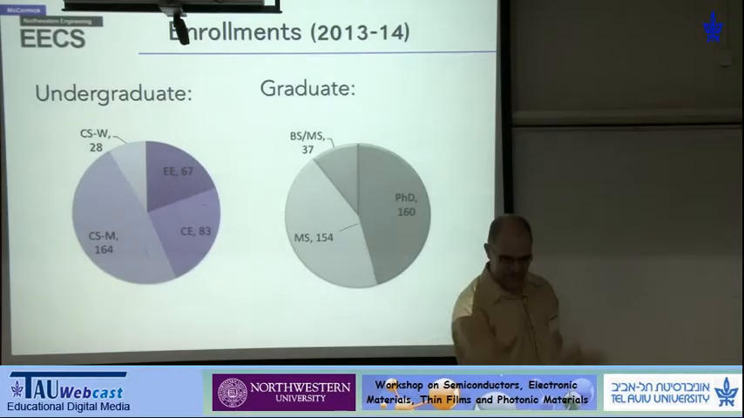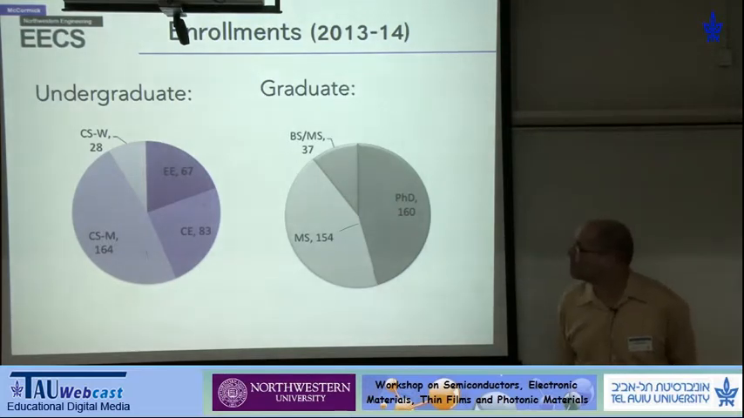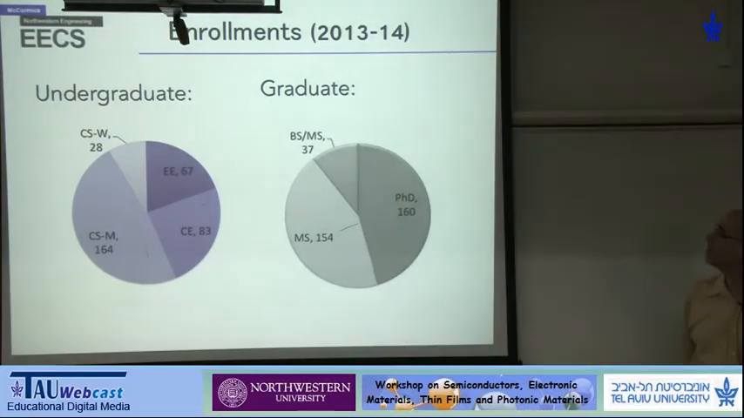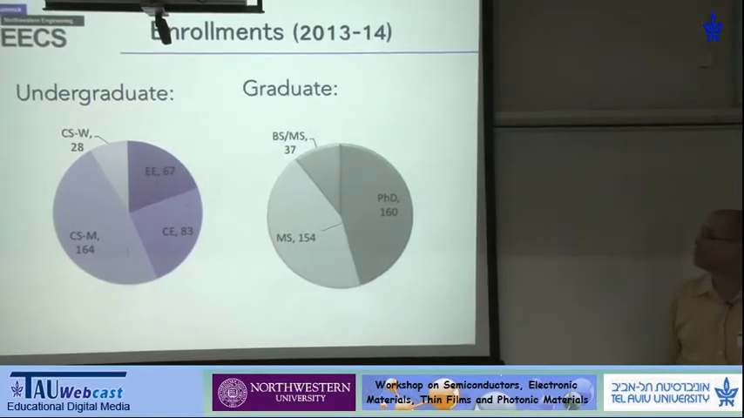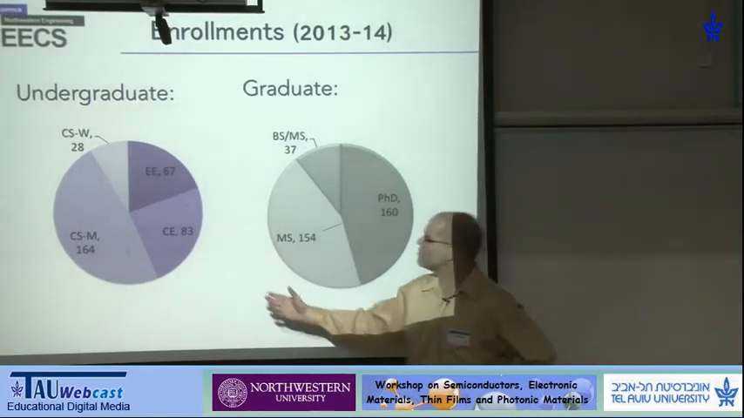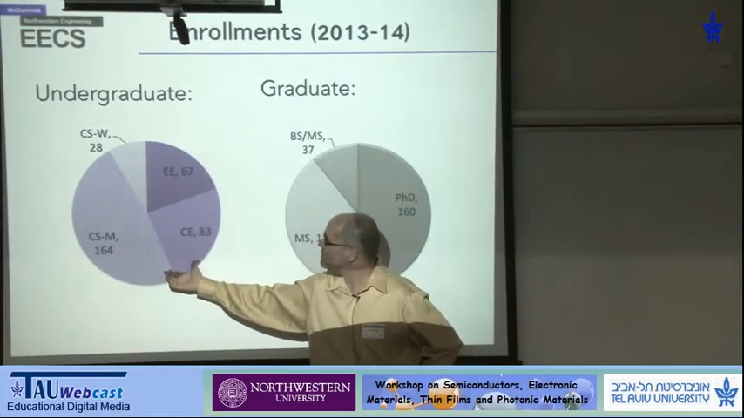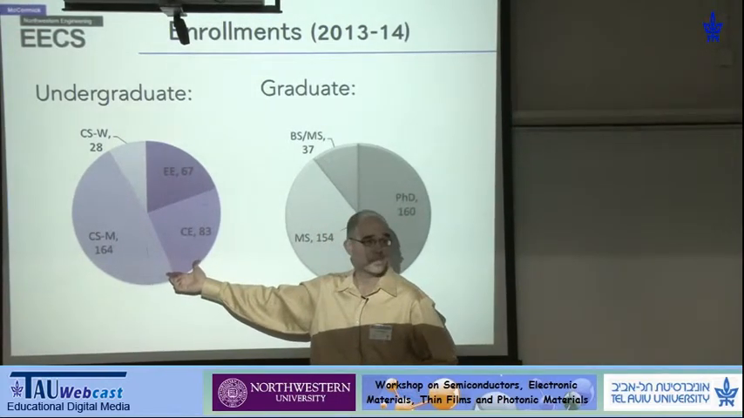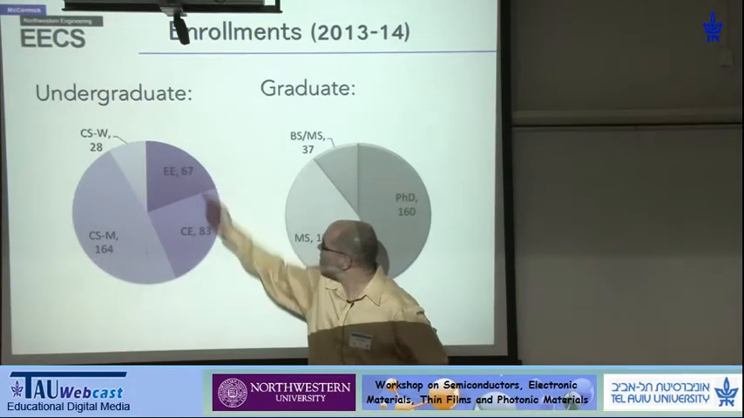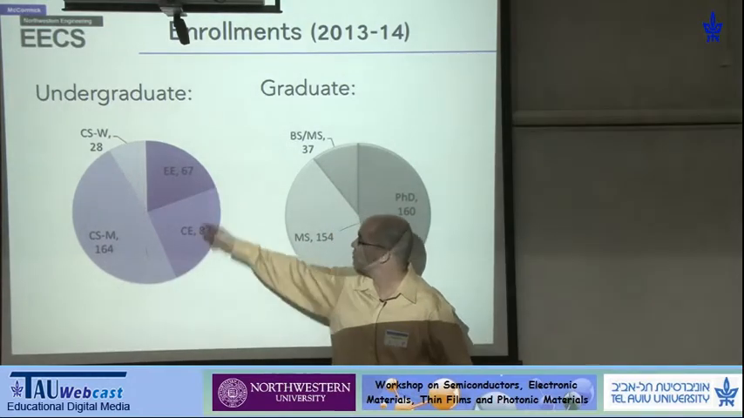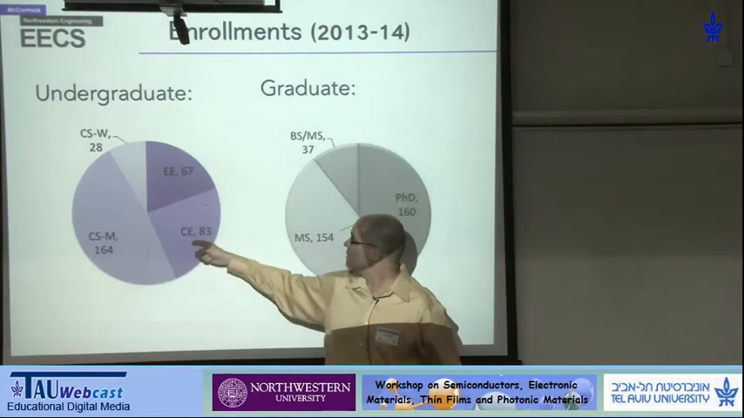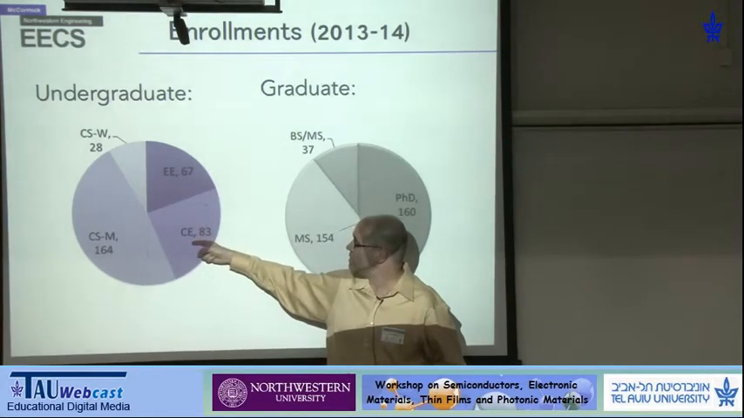All right, so I can get to your question, enrollments. This is showing our undergrad and graduate enrollments from last academic year, because those were the only numbers I had. What's on this side is our undergrad majors. We have 67 in EE last year total, so this is all 4 years. We had 83 in computer engineering.